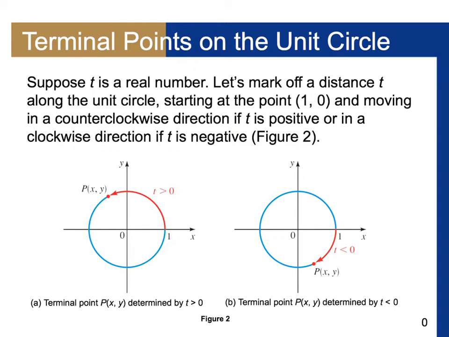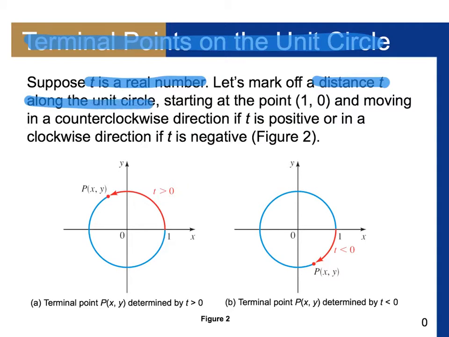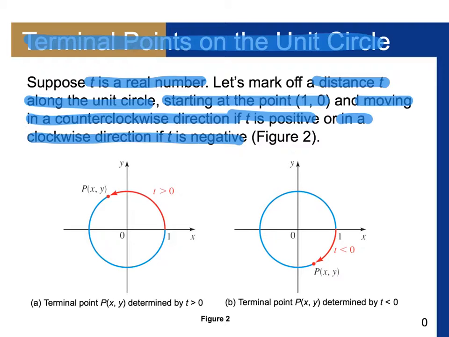Now let's talk about terminal points on the unit circle. Suppose little t is a real number, and we'll mark off a distance t along the unit circle, starting at the point 1, 0, and moving in a counterclockwise direction if t is positive, or in a clockwise direction if t is negative. So this would be t. We start here, and t positive means you move counterclockwise, and t negative means you move clockwise.